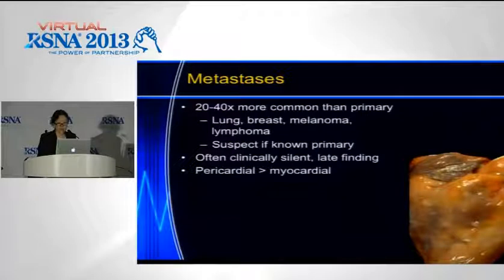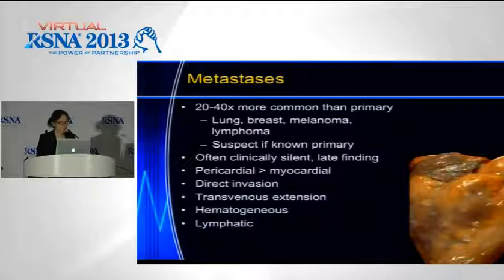And last but certainly not least are metastases. So again, these are much more common than primary cardiac neoplasms. The most common primaries that will metastasize to the heart are the lung, breast, melanoma and lymphoma. We're obviously going to suspect this if we know the patient has a primary cancer, and cardiac metastases are usually a late finding, so there are usually going to be metastases elsewhere by the time we make this diagnosis. These favour the pericardium more so than the myocardium, particularly lung and breast tumours.